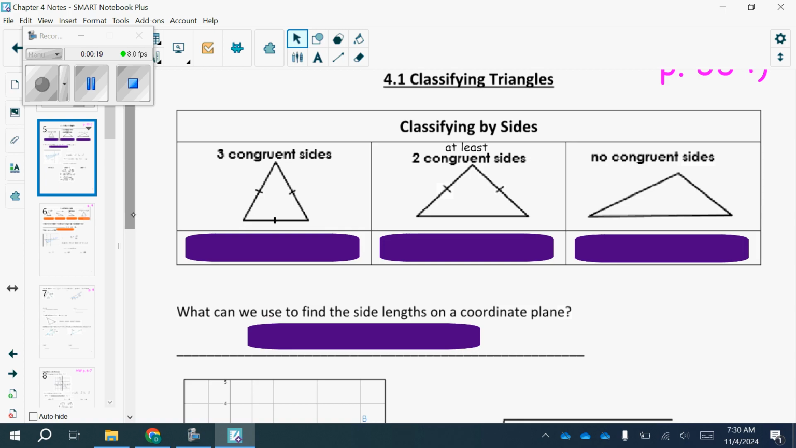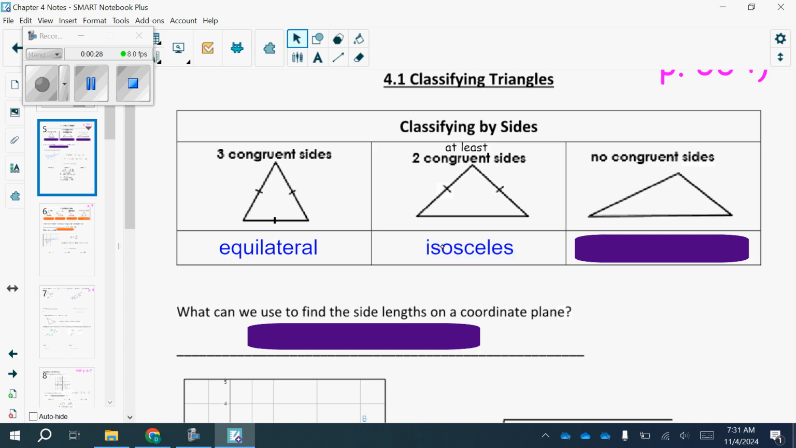Firstly, if you have three congruent sides, that's an equilateral triangle. If you have two congruent sides, that's an isosceles. And if you have no congruent sides, that's a scalene triangle.